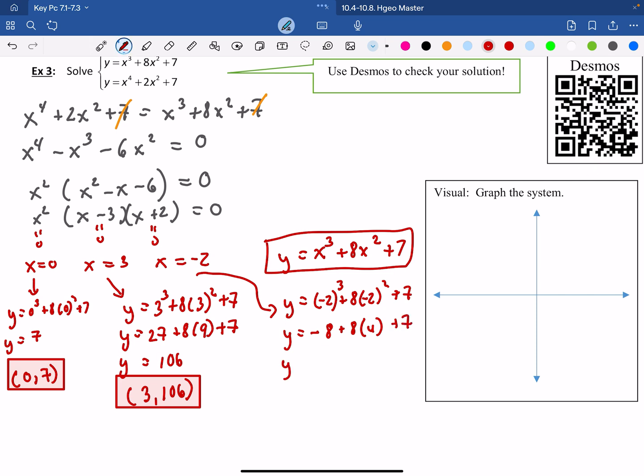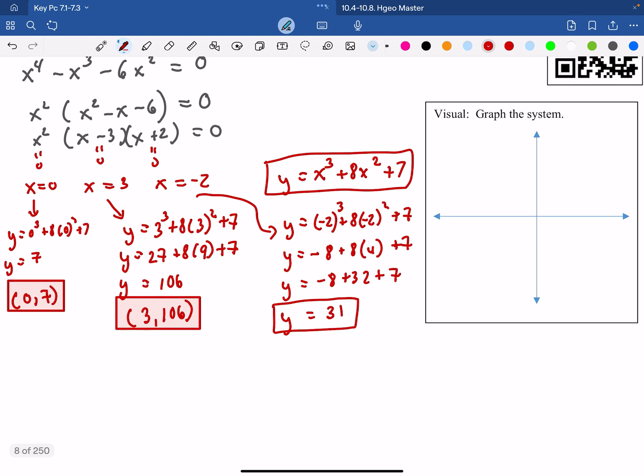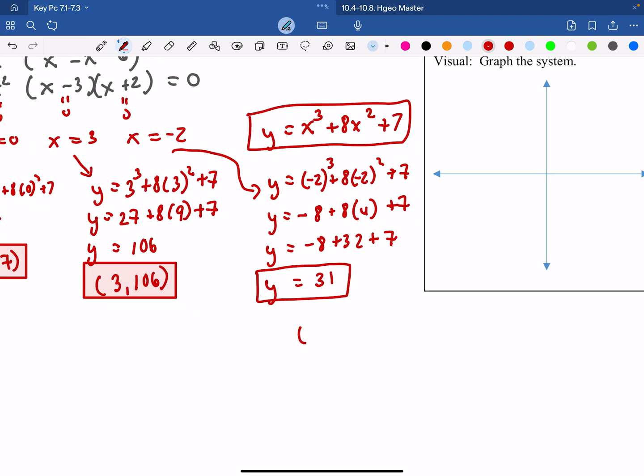Simplify. y is equal to negative 8 plus 32 plus 7. That's an ugly plus sign. Let's fix that. And then at the end of the day, we get 31. So the final solution here is, when x is negative 2, y is 31 for my third point. And there are 3 solutions there.